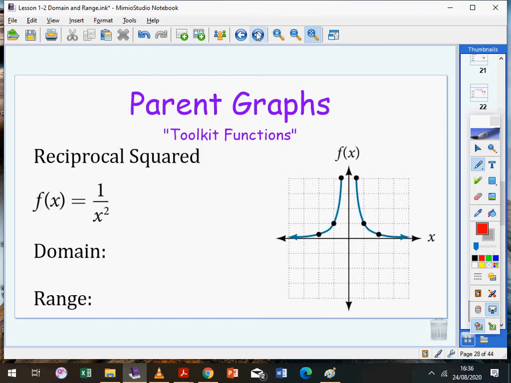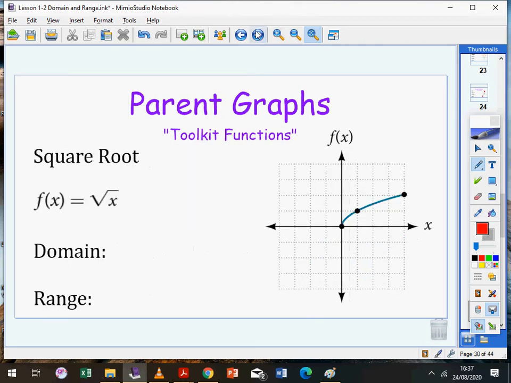Same idea here. If I have x equals 0, the function will be undefined. So 0 is not part of the domain. And at the same time, 0 is still not part of the range. Sorry, the range, 0 is not part of the range. And according to this function, we don't have any y values below the 0 line. So my range will only be from 0 to infinity.